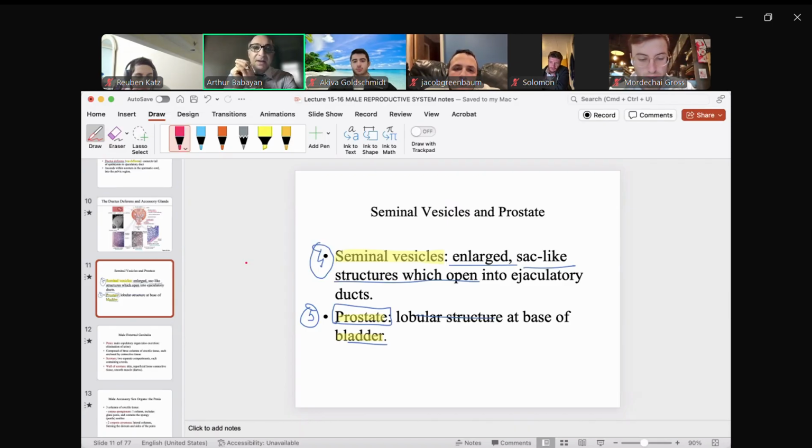Sperm will be produced in the testicle, in the seminiferous tubules. From there it travels to the epididymis, to the vas deferens, and mixes with the seminal vesicle fluid, the prostate gland secretion, and the bulbourethral gland secretion, and then it becomes known as semen.